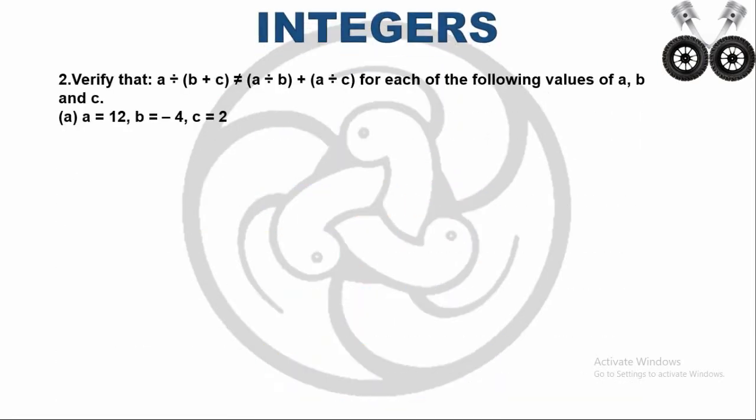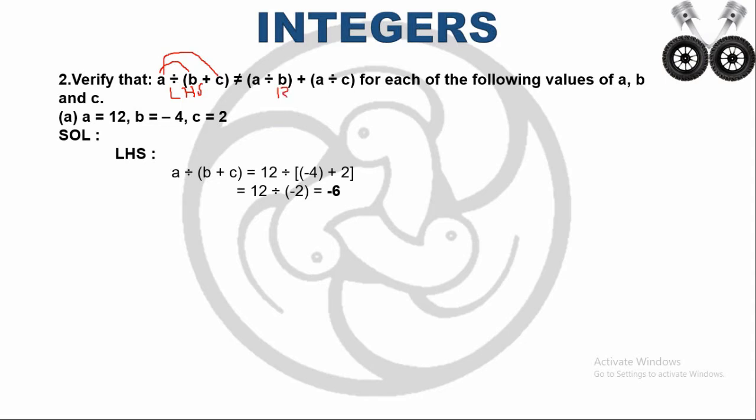Next one is verify that A divided by (B plus C) is not equal to A divided by B plus A divided by C. So here A is distributed to B as well as A is distributed to C. Very first, what is the problem given here? A equal to 12 and B equal to minus 4 and C equal to 2. So what is the LHS? Any expression before the equal sign is called the LHS. This is the LHS, and any expression after the equal sign is called the RHS. So here this one is the RHS.